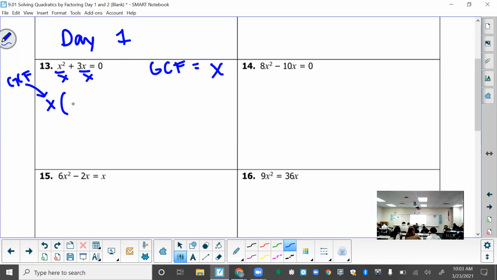What's x squared divided by x? And what's 3x divided by x? All right, 3x divided by x is 3. And it's positive.